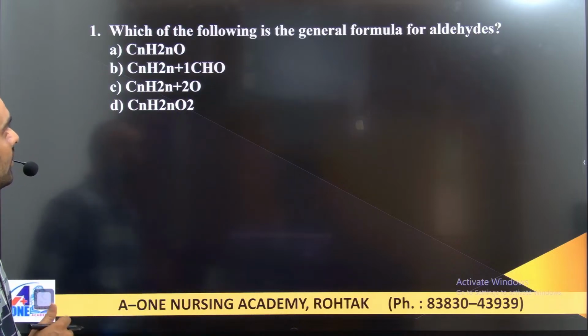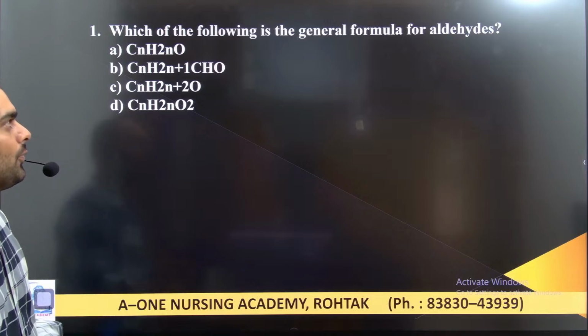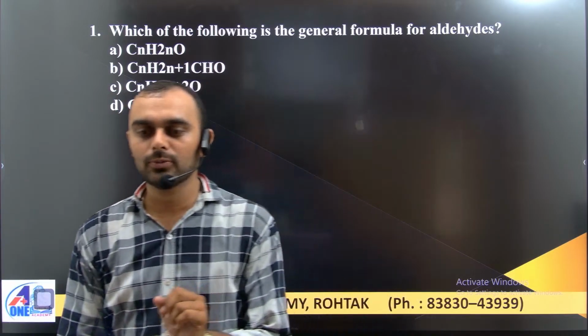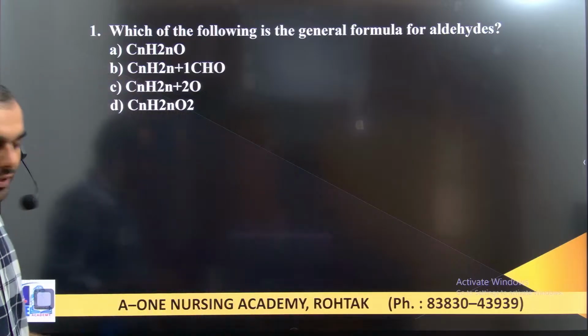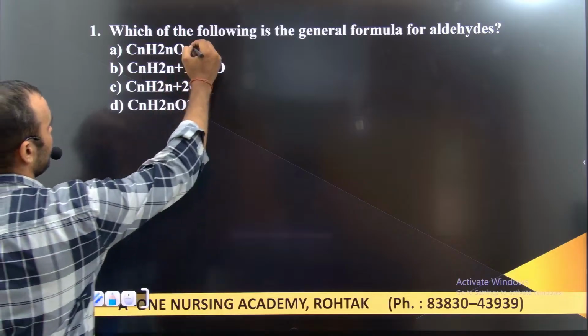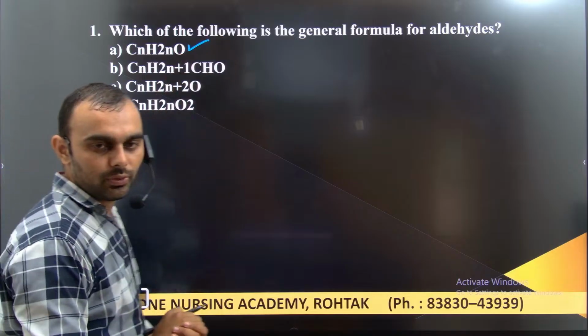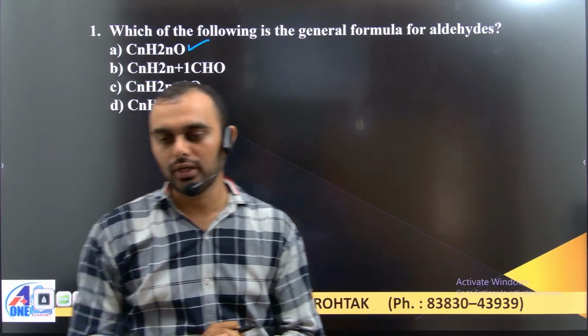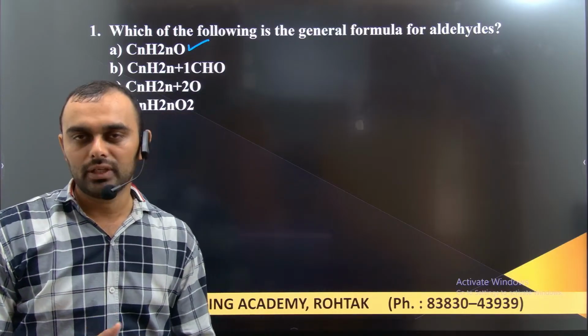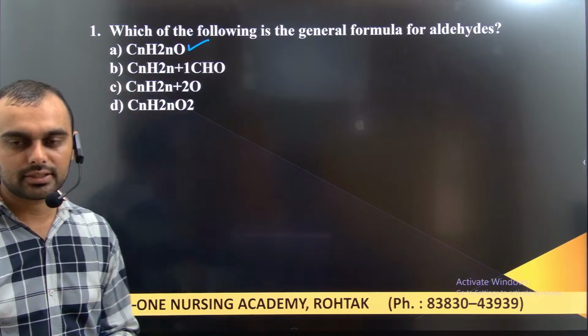Which of the following is the general formula for aldehyde? So dear students, what is the general formula for aldehyde? We know very well the general formula of aldehyde is CnH2nO. So we can use CnH2nO as the general formula for aldehyde. Okay, so that is the general formula.